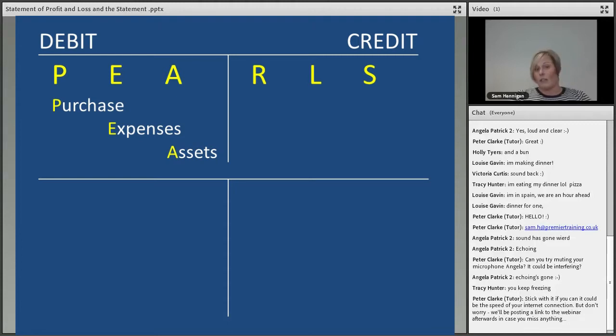So your credit side, you've got R is for your revenues. Now this is any type of revenue, so these are things like your discounts received, your interest received, so anything that really is not trading, it comes from other avenues. Then you've got your liabilities, so this is monies that we owe out to people. So it could be inland revenue, it could be your trade payables, it could be your accruals. We owe money to them, so they're your liabilities. And then your S is for sales.